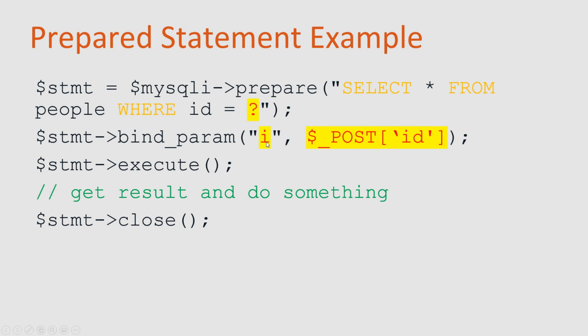I means integer, so it's expecting an integer data type. If the post parameter called ID has a string value, it is not going to run the query. It's going to go, that is not a valid integer. So that saves you a lot of hassle. You don't have to do a heck of a lot of input validation. So that's how you do it. I, and then S is for string.